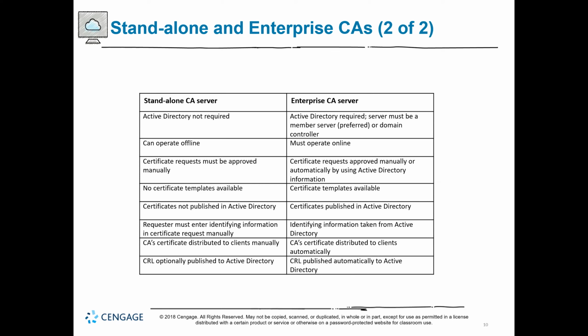On standalone, certificates are not published in Active Directory, and on enterprise they are. In standalone, requesters must enter identifying information in certificate requests manually, and in enterprise, identifying information is taken directly from Active Directory. CA certificates are distributed manually in standalone, and they are done automatically in enterprise. The CRL is optionally published to Active Directory, and in enterprise it is automatically done. So this is just a nice little table to show you the difference between the two.